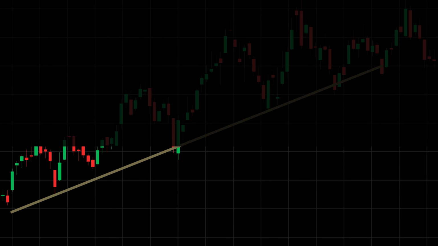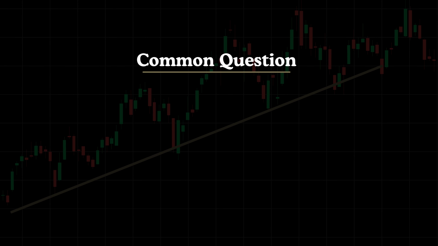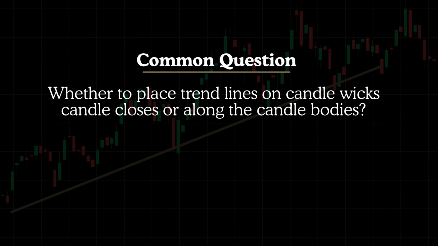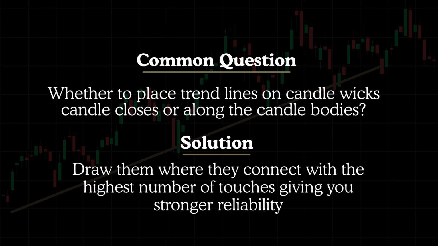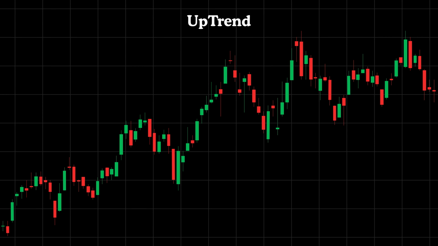Now let's take a look at a straightforward way to draw trend lines accurately. A common question from new traders is whether to place trend lines on candle wicks, candle closes, or along the candle bodies. The most effective method is to draw them where they connect with the highest number of touches, giving you stronger reliability. Let me walk you through an example.